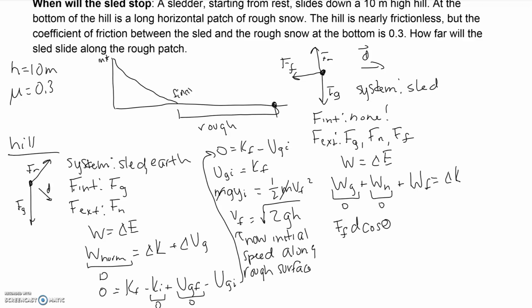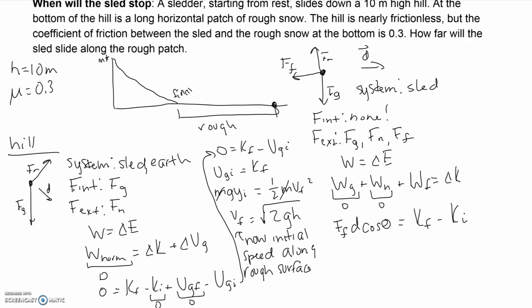Now the thing to realize here is this displacement d is what we're trying to find in the problem. The problem asks for us to find how far the sled slides along the rough patch. Well, that is this displacement d. So we'll be solving for that. And that's equal to our change in kinetic energy, so our final kinetic minus our initial kinetic.